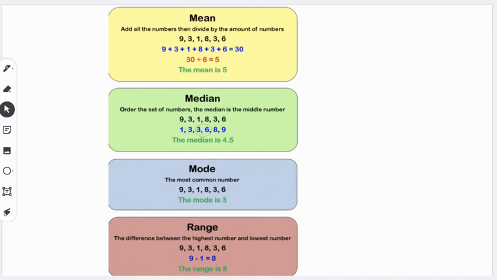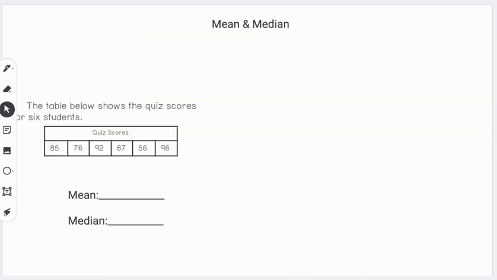All right, so mean means that I am going to add all the numbers and I'm dividing by the amount of numbers that I add. So mean is simply an average. Median, we're going to arrange the numbers from least to greatest and then find the middle number. So mean is average, median, middle number.